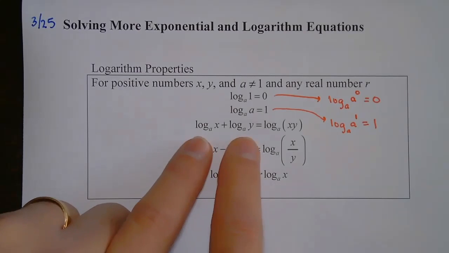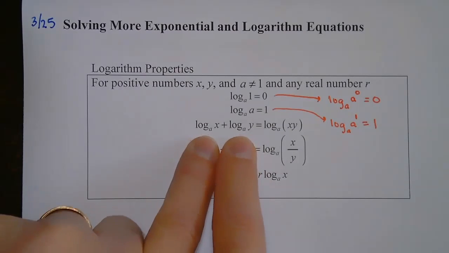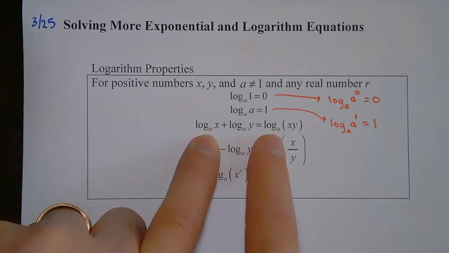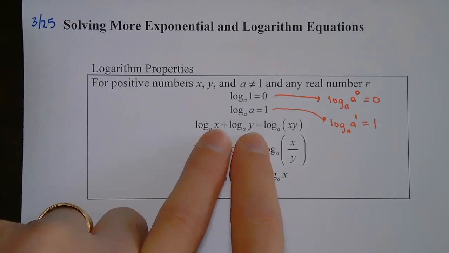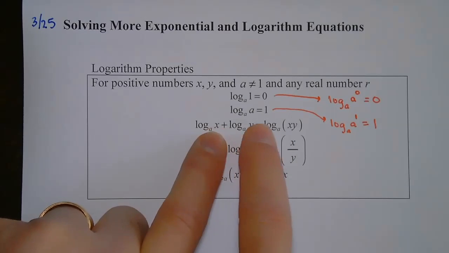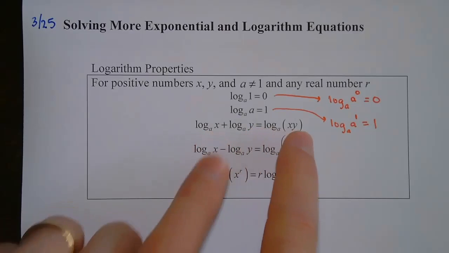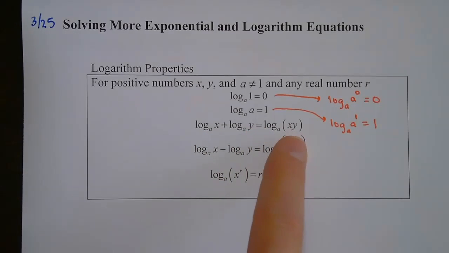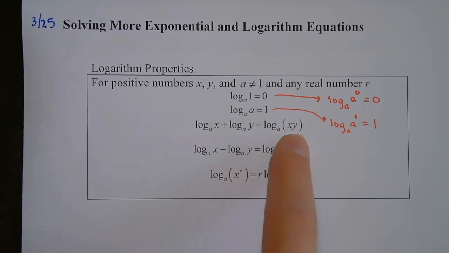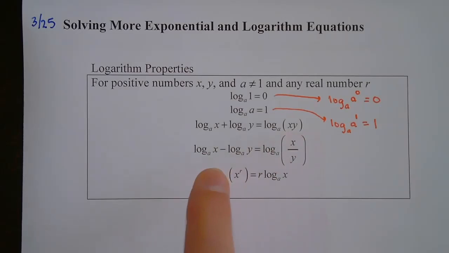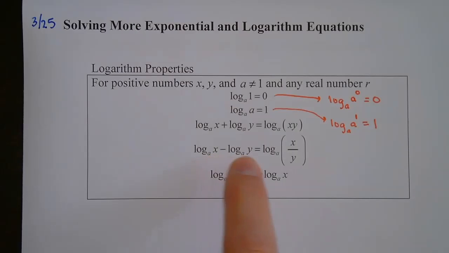All right, so here's the other one. When we're taking two logarithms that have the same base, we can rewrite that as a single logarithm with the same base. And these two arguments, what we're taking the log of, x here and y here, we can rewrite as a new argument of x times y. So if you're adding two logarithms, you can multiply the two things you're taking the log of and write it as a single logarithm.